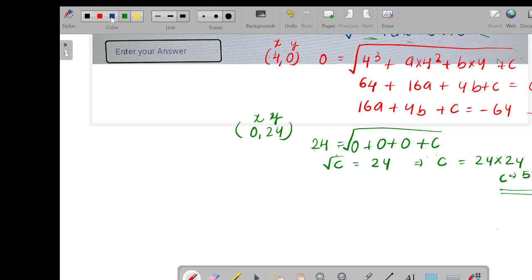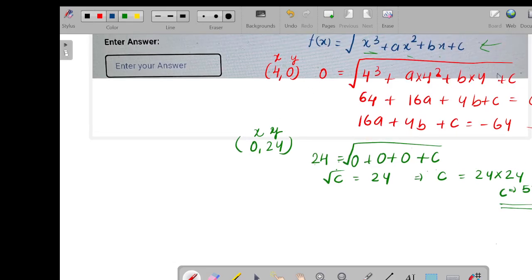Simply, you have this equation, the equation number 1, and you plug in the value of c in this equation. You will get the equation in terms of a and b, and you can directly find the values of a and b. Let me tell you how. Let me rewrite it: 16a plus 4b plus 576 equals negative 64.